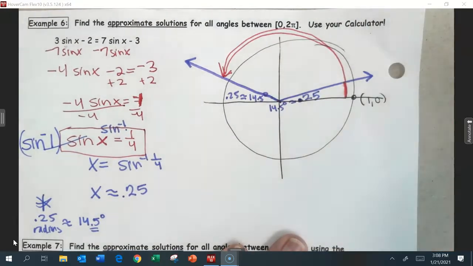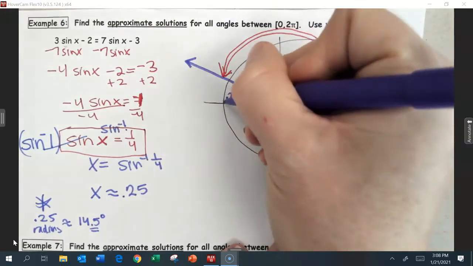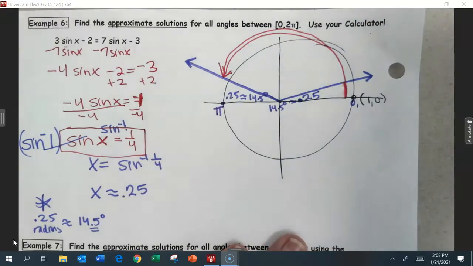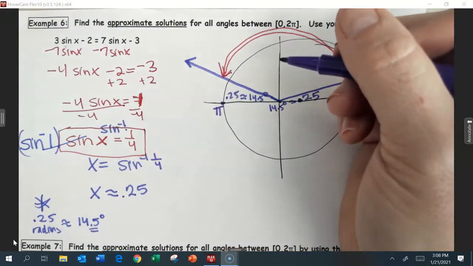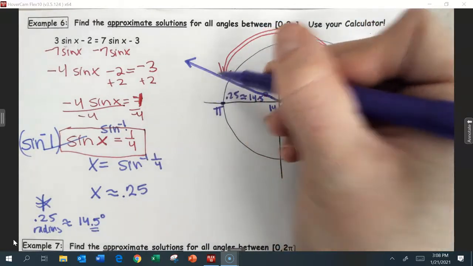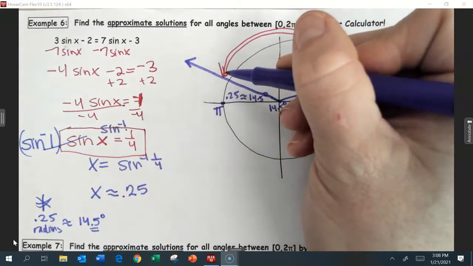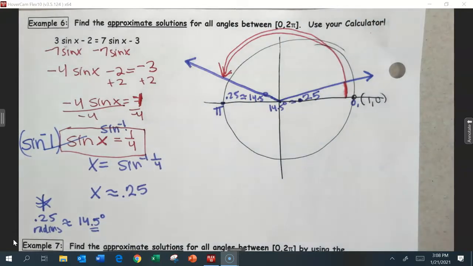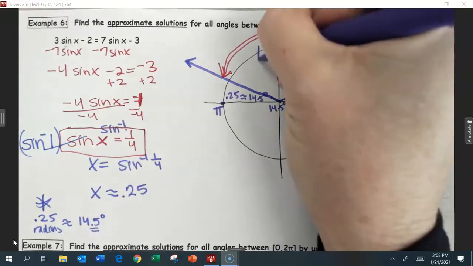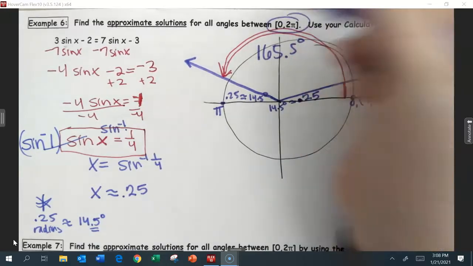So what happens is there's a couple different ways you can do this. But what I do is I know in radians that this is 0 or 2 pi, and that over here is pi radians. So since I want your answer in radians, I'm going to do pi minus this gap. So it's almost like saying 180 degrees minus 14.5 degrees. Well, 180 minus 14.5 is, so this is literally a 165.5 degree angle, but we need our answer in radians.